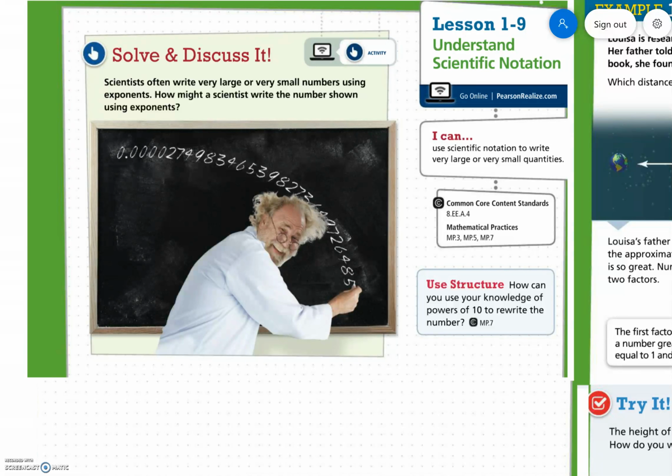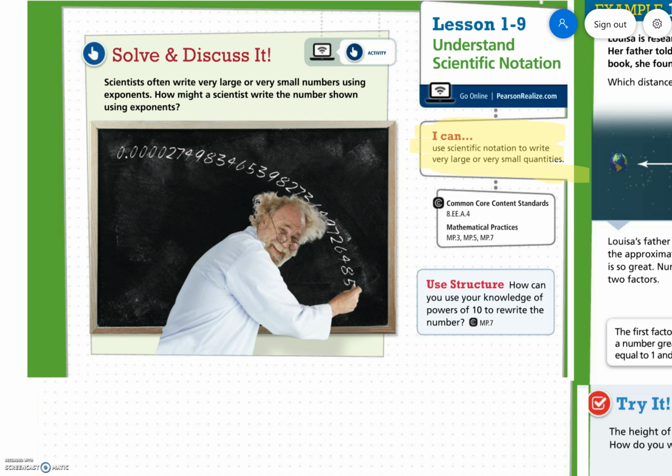By the end of the lesson, I want you to be able to say, I can use scientific notation to write very large or very small quantities. That's very close to the objective from last lesson. Scientists often write very large or very small numbers using exponents. How might a scientist write down the numbers shown using exponents?